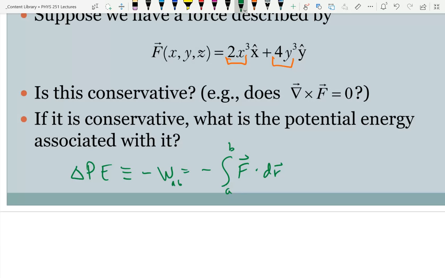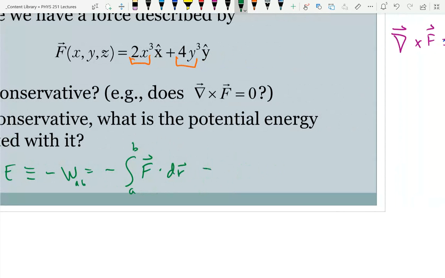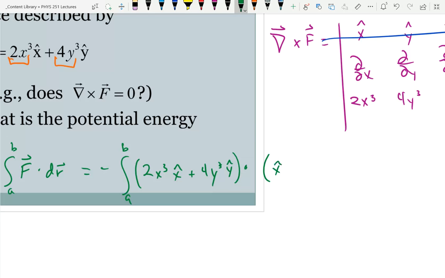So what is my dr? What did I say about the path? Choose the path that is easiest. So we're going to go from 0 to x final in the x direction, then 0 to y final in the y direction, and be done with it. You can write this out more explicitly as minus the integral from A to B of this force, 2x cubed x hat plus 4y cubed y hat, dotted with x hat dx plus y hat dy plus z hat dz.